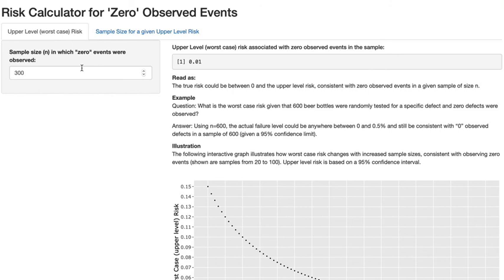This is also based on a 95% confidence interval. And if you're interested in more, it's based on something called the 3/n rule. You can calculate these by hand just with the fraction 3/n, where n is your sample size, and that'll also tell you the upper level risk you're looking at.